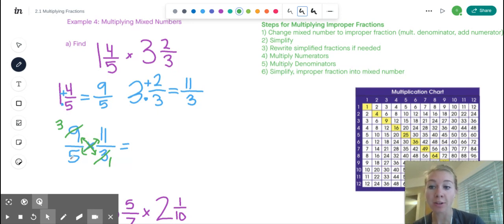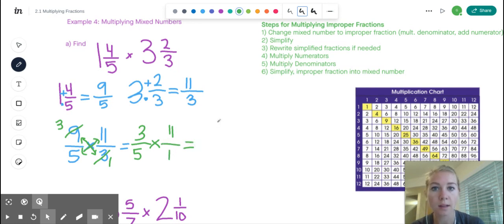Okay. Let's look across again at the 5 and 11. Let's look at our multiples of 5. 5, 10, 15. Nope, that skips over 11. Both of these numbers are odd. They do not end in 0, 2, 4, 6, or 8. So that's it. They're as simplified as they can get. But we need to rewrite our simplified fractions because we did get a little messy. So our 9/5 turned into 3/5. And our 11/3 turned into 11/1.